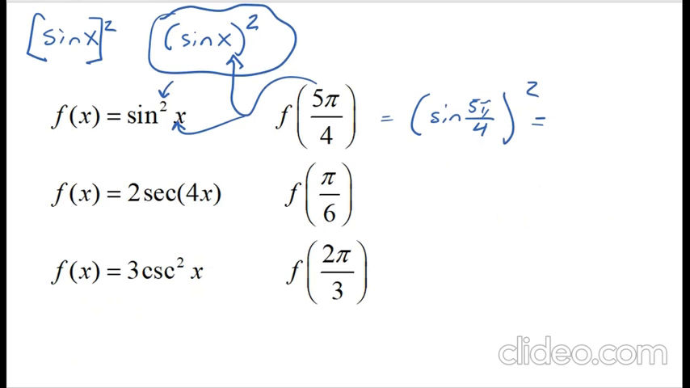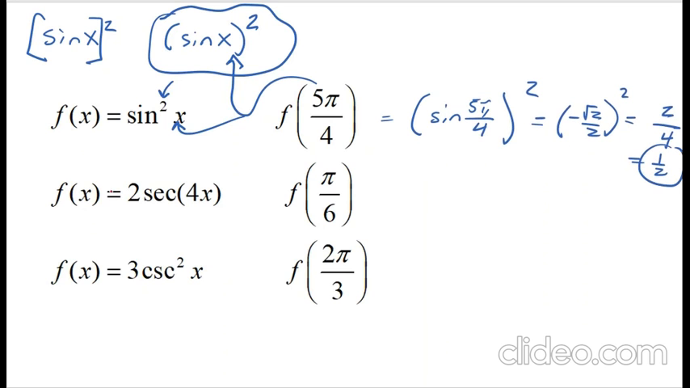So now again, following order of operations, I have to take the negative radical 2 over 2 and square it. First off, a negative squared is always positive. The square root of 2 squared is just 2. The 2 in the denominator squared is 4. That reduces to 1/2. There's my final answer.